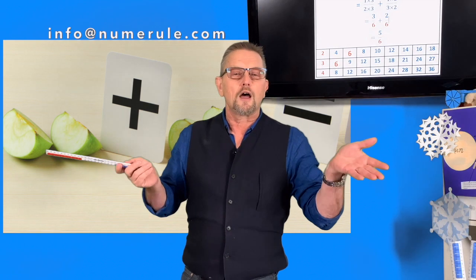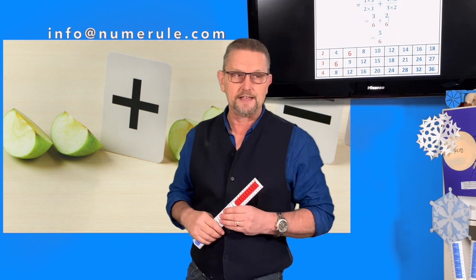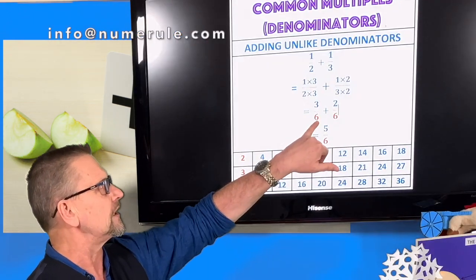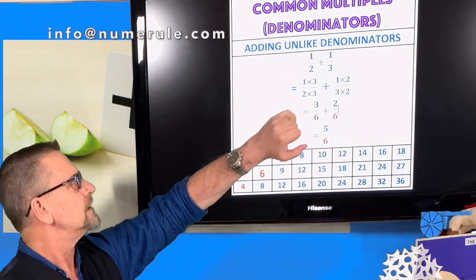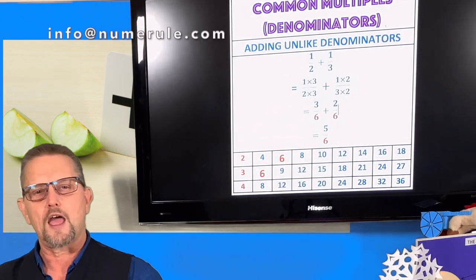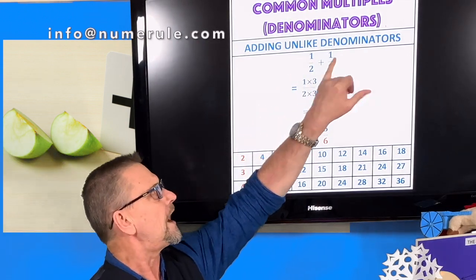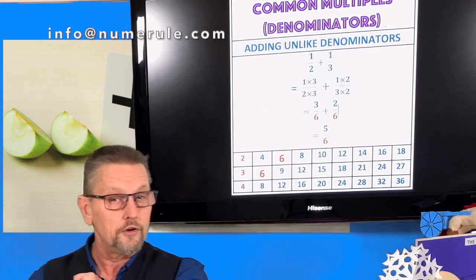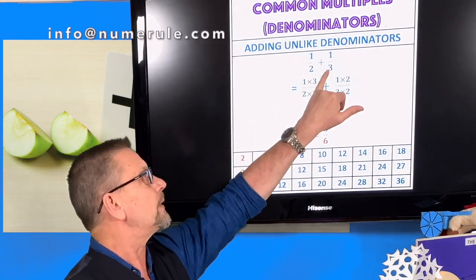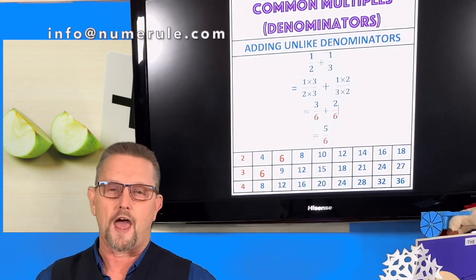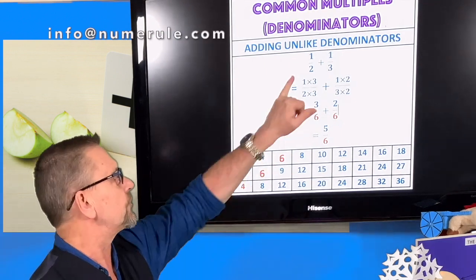A place where children are expected to use common multiples would be when they start to add and subtract fractions with unlike denominators. That is the number at the bottom of the fraction. So we have the numerator and we have the denominator. If we wanted to add, say, a half plus a third together, you might have heard the rule that the bottom number's always got to be the same. Well, they mean that the denominator needs to be the same so that we can add these 2 fractions together.